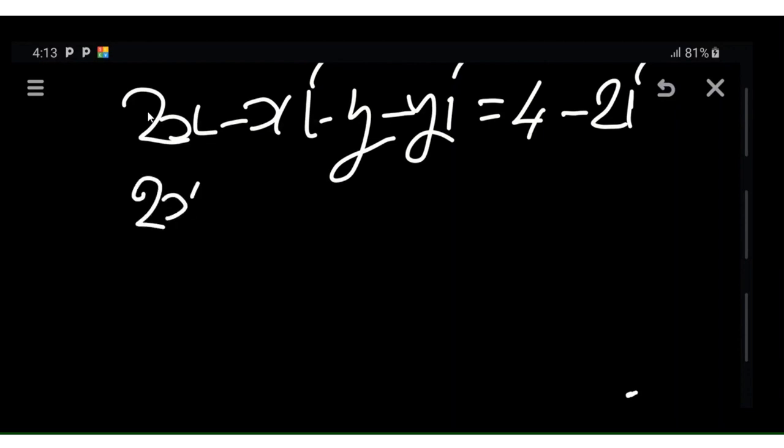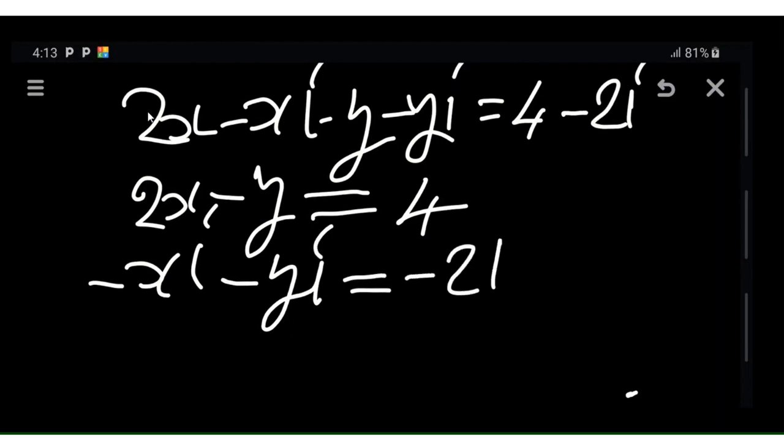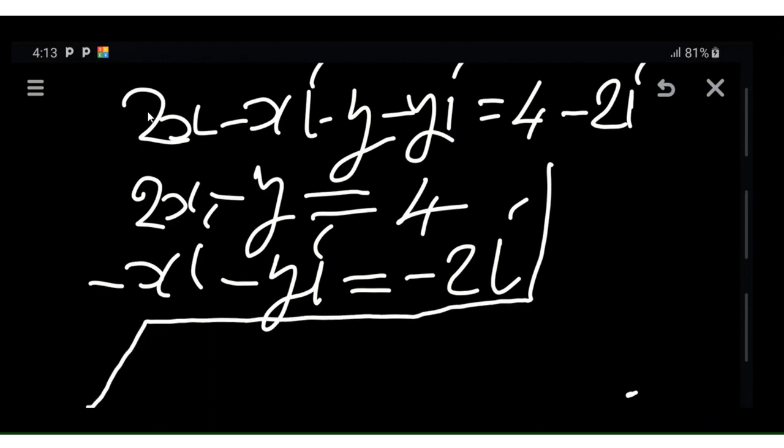So 2x is my real number, and minus y is my real number, is equated to 4. It's my real number. My imaginary number, I have a negative i and i minus iy is equal to minus 2i. So this one now you solve by simultaneous equations. This is a simultaneous equation, so you can use either method which you know. So for me, I'll use the elimination method.